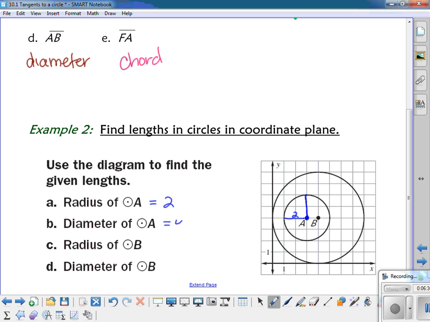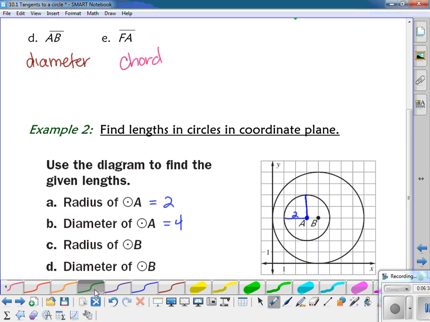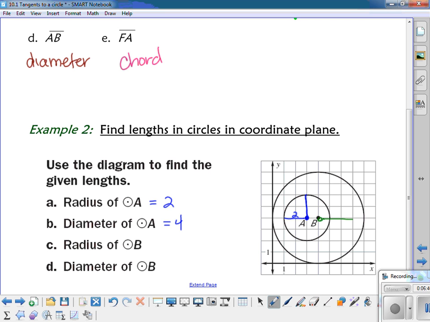4, yeah. And then if I look at circle B, here's my center. When I go over, how far do I have to go this time? 4. And then what's the diameter? 8. Those are pretty easy.